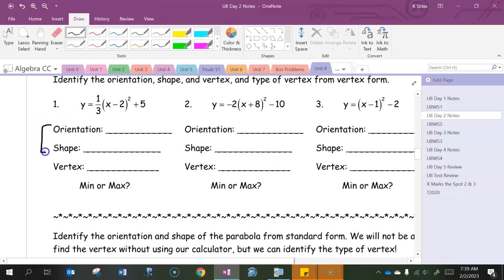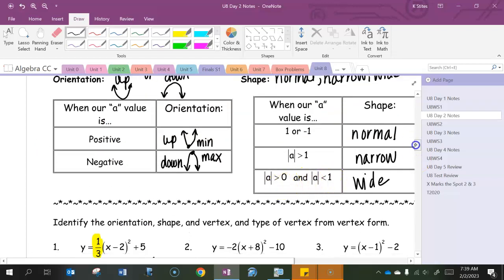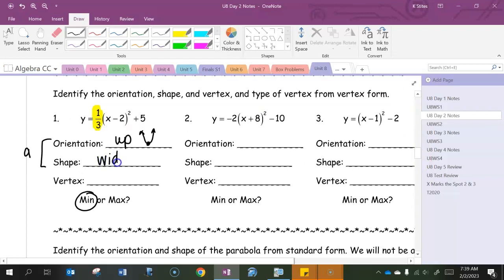Okay, so again, these two guys right here have to do with your a value. So orientation, find that a value. It's right in front of your parentheses. Okay, it's a positive, so this is going to be up. I'm going to draw a little picture. That also tells me that I'm going to have a minimum. The shape, 1/3. This is a fraction between 0 and 1, so my shape is wide. And my vertex, this is what we talked about on the other side. We're going to change the sign, keep the sign. So this will be 2, 5. Okay, and that's it. We did everything without a calculator.